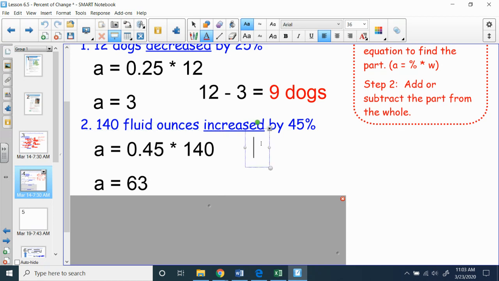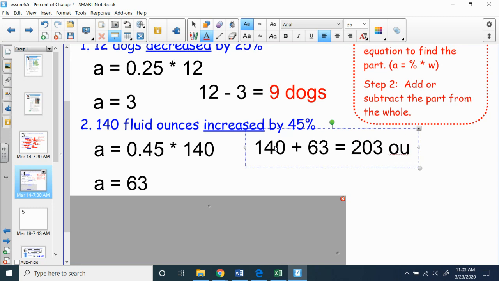So what I need now is the new amount. If I had 140 ounces I was taking in before, but now I'm increasing, so increasing is adding 63 more ounces. The new total of what I should be consuming is 203 ounces of water. And be more specific and say fluid ounces.